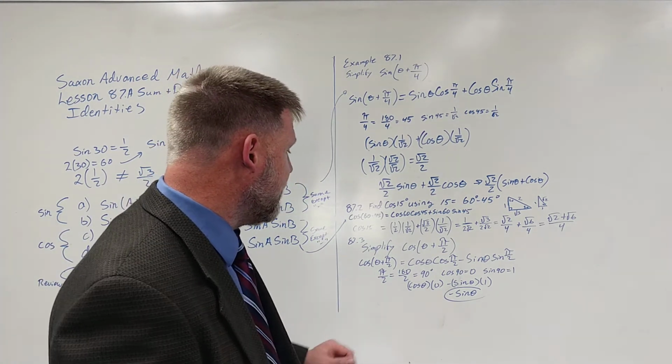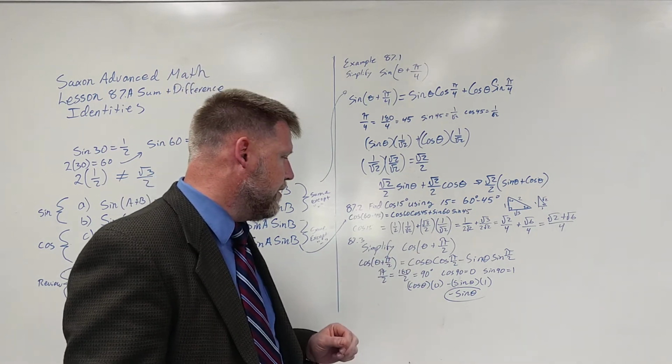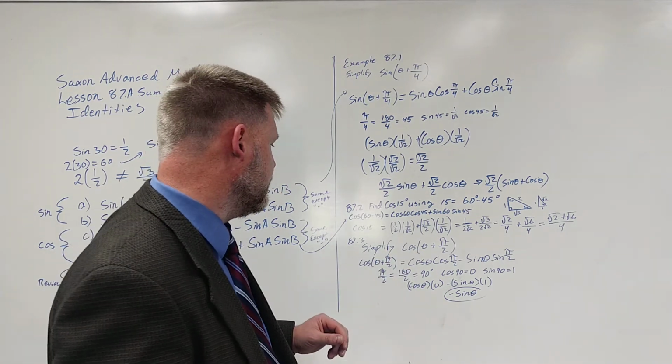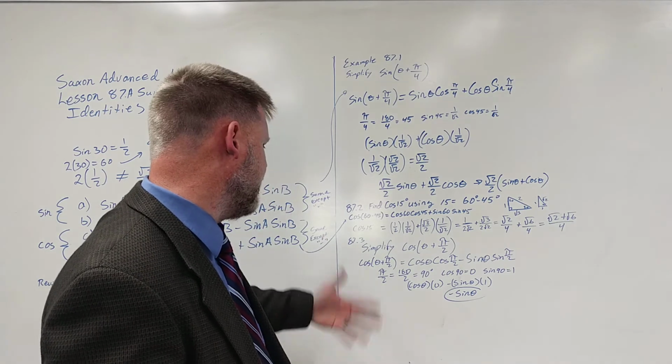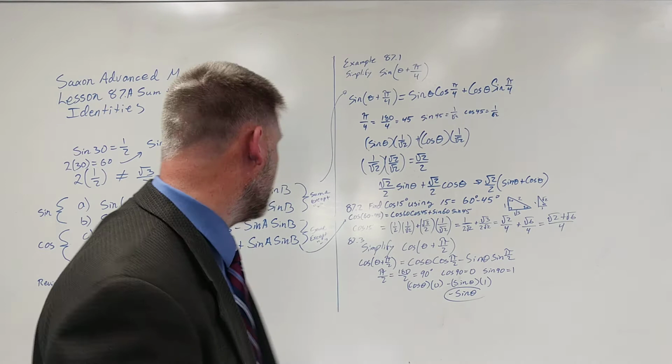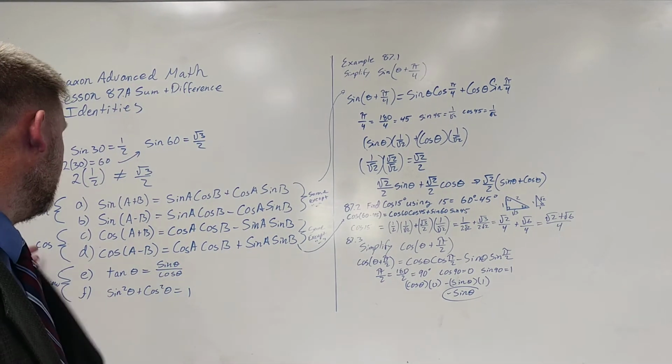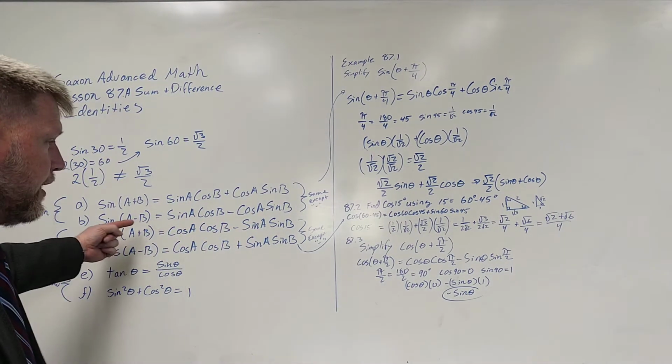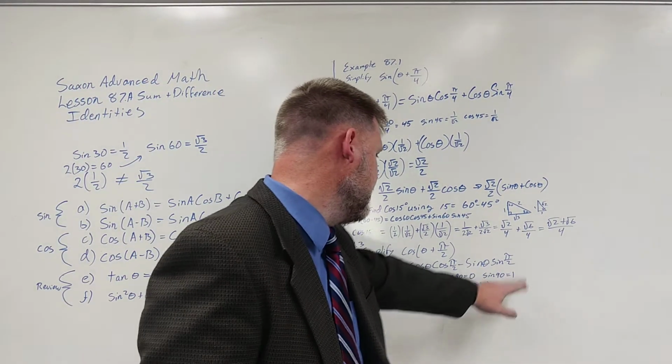87.3 asks us to simplify cosine of theta plus pi over 2. Now, I really probably didn't have to do this example, but I'm going to go through it quickly. This is addition, so which one are we going to use? Addition of the cosine. We're going to use this one here, right? And I plugged them all in. I'm going through this quickly.